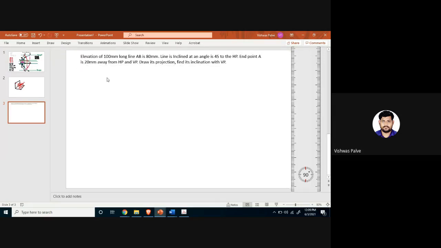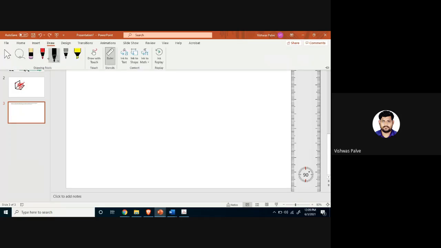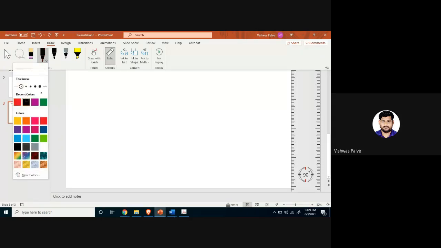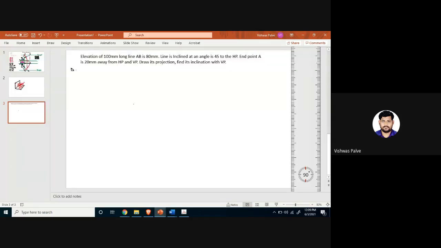Elevation of 100 mm long line AB is 80 mm. Line is inclined at an angle of 45 degree to HP. End A is 20 mm away from both HP and VP. Okay, draw its projection, find its inclination with VP. So in this question, first let us write down the data. What exactly the data is given. Let us write the data which is given in this.